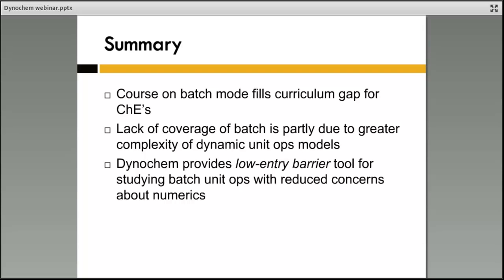People don't cover batch in the standard curriculum, partly because there isn't enough time, partly because the math complexity is a bit higher. So it's easier to deal with simpler models than it is with general dynamic models. And in most chemical engineering curricula, the place where dynamics is treated is in the control course, and that occurs typically in the last year.